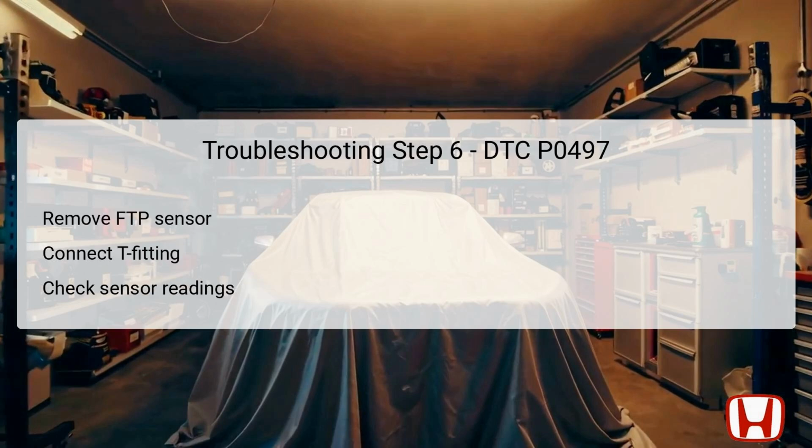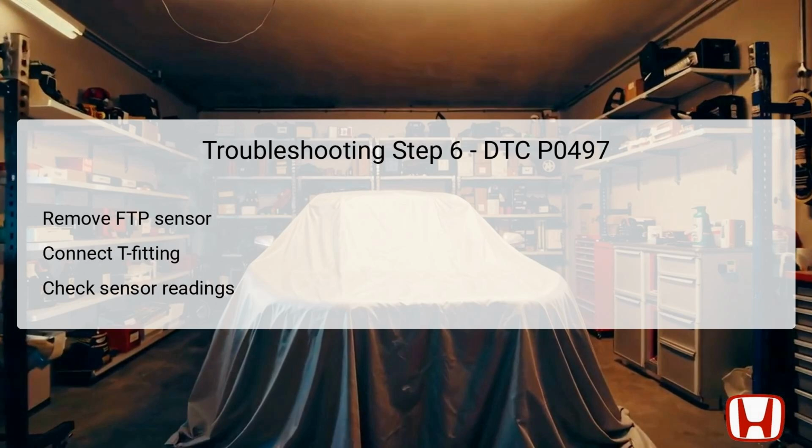In this step, carefully remove the FTP sensor while keeping its connector intact. It's vital to connect a T-fitting to the vacuum pump/gauge. This configuration will allow you to apply vacuum and assess the sensor's performance in real time. After turning the vehicle to the on mode, monitor the data list for readings from the FTP sensor using the HDS.